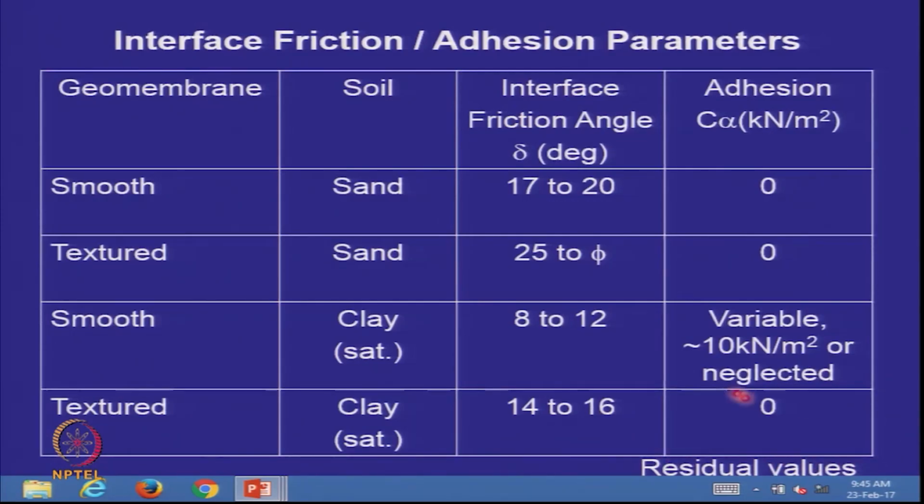We briefly looked at the parameters and we said we should work with residual values. And when we looked at smooth and textured geomembranes and we looked at the sand on top, with smooth we were having 17 to 20 degrees, but with textured we went up higher. The critical one was if you have a smooth geomembrane with saturated clay, you would have very low delta angles, but with textured you would get better values.